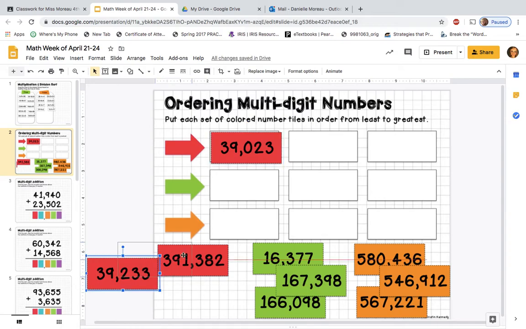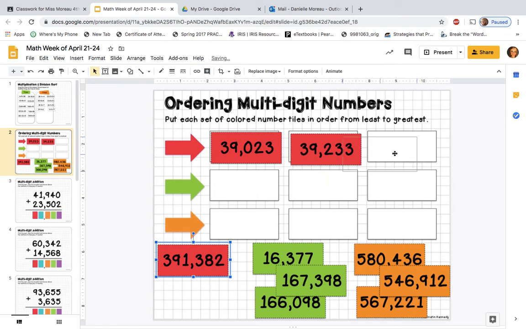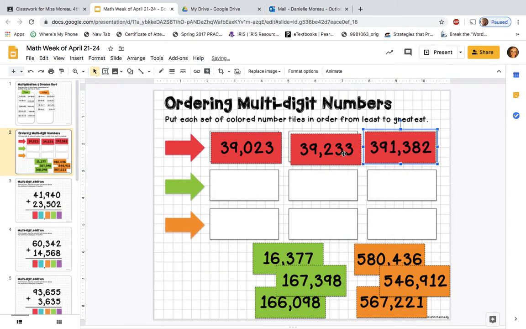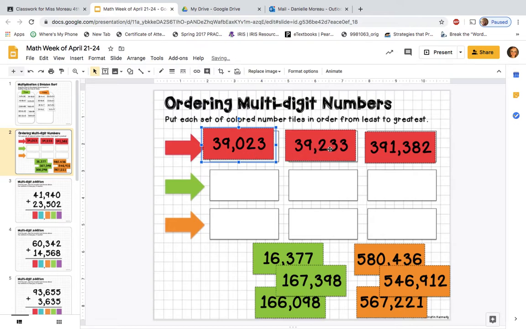And then I will have 39,233, and then the greatest will be 391,382. And again, I knew that my smallest number was going to be one of these two because right off the bat, I saw that this number had a number in the hundred thousands place and these two did not. Okay, let me just spread these out a little here.